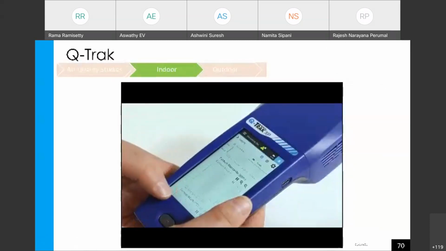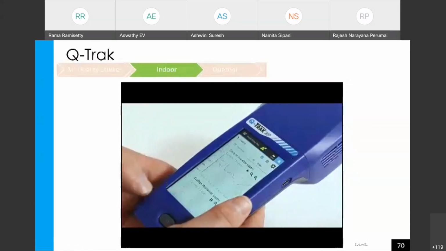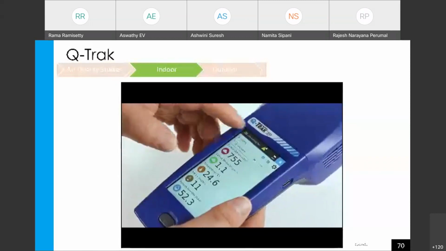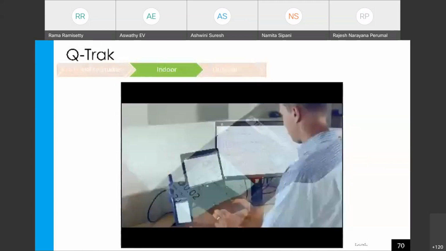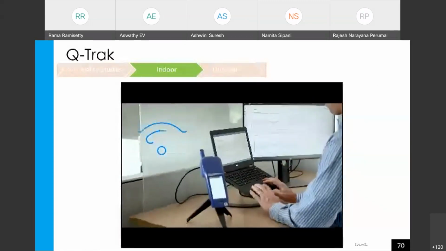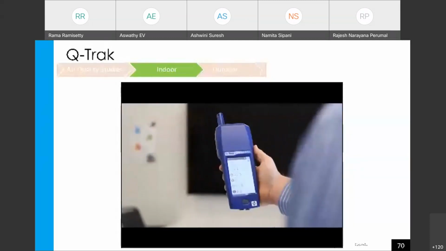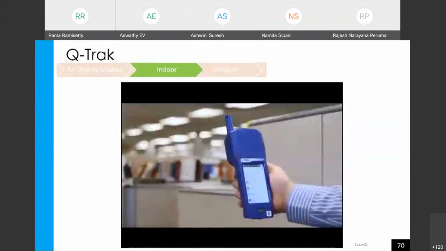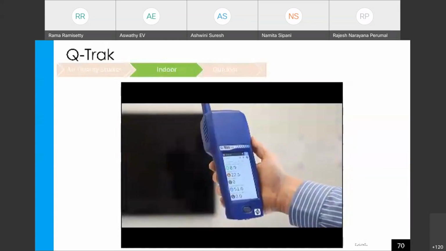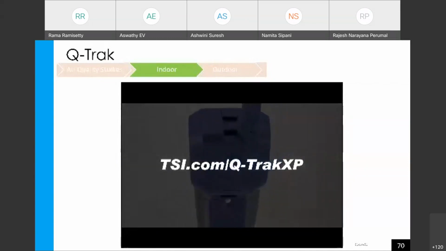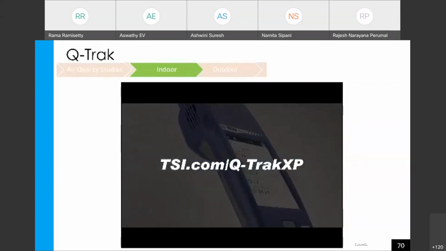The large touchscreen display makes it easy to scroll, select, swipe, and zoom, making streamlined workflows and field calibration a breeze. Wi-Fi connectivity allows you to download data remotely. The Qtrack XP Indoor Air Quality Monitor expands your IAQ measurement capabilities, one sensor at a time. To learn more, visit tsi.com/Q-Track-XP.